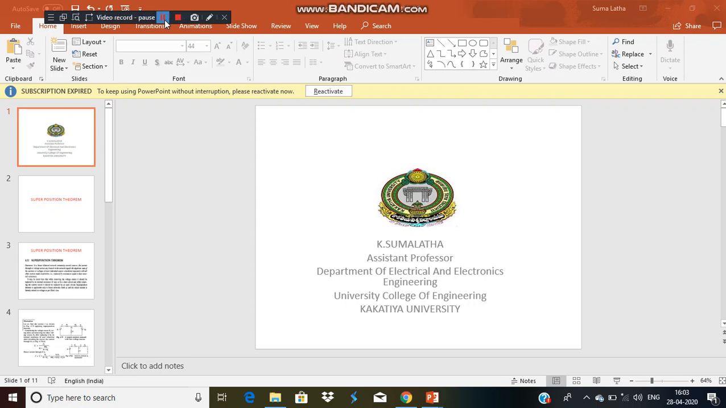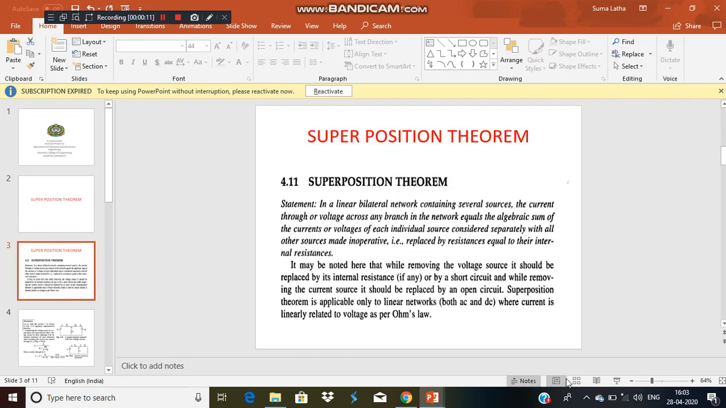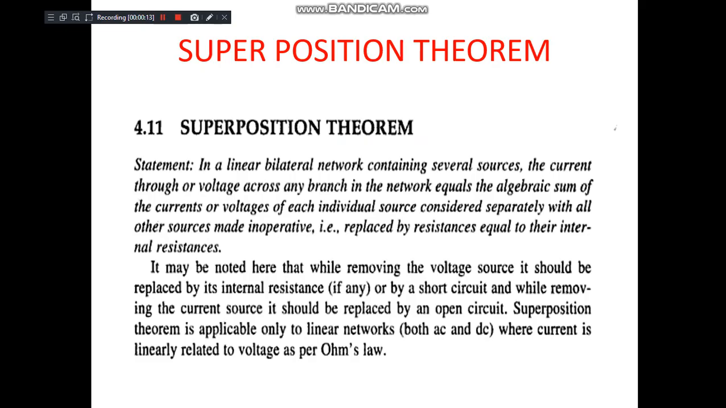Students, today I would like to explain the superposition theorem. This is also a very important and very basic theorem in electrical engineering. Superposition theorem. The statement of the superposition theorem.